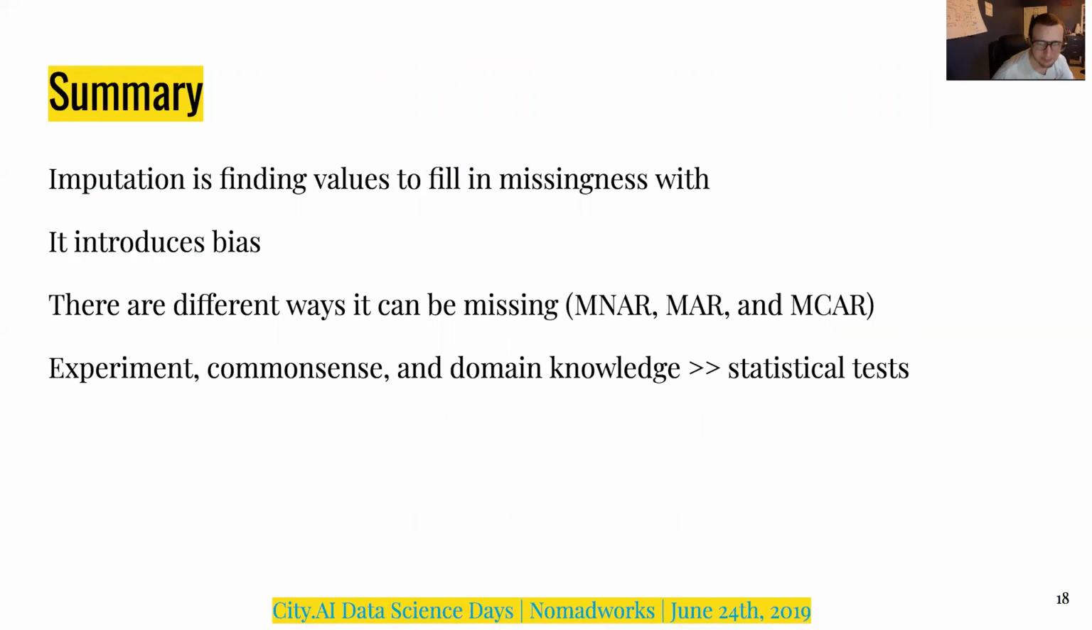So in summary, imputation is finding values to fill in missingness by replacement. It will introduce bias. The missingness itself introduces bias, and every imputation strategy will introduce bias. There are different ways your data can be missing. Missingness is a property of your data set. It comes in flavors, it comes in regimes. There is MNAR, missing not at random, when the predictor of missingness is the feature itself. There's MAR, missing at random, where the predictor of missingness is other variables. Finally, there's MCAR, missing completely at random, when a goblin is stealing your data for his own amusement.